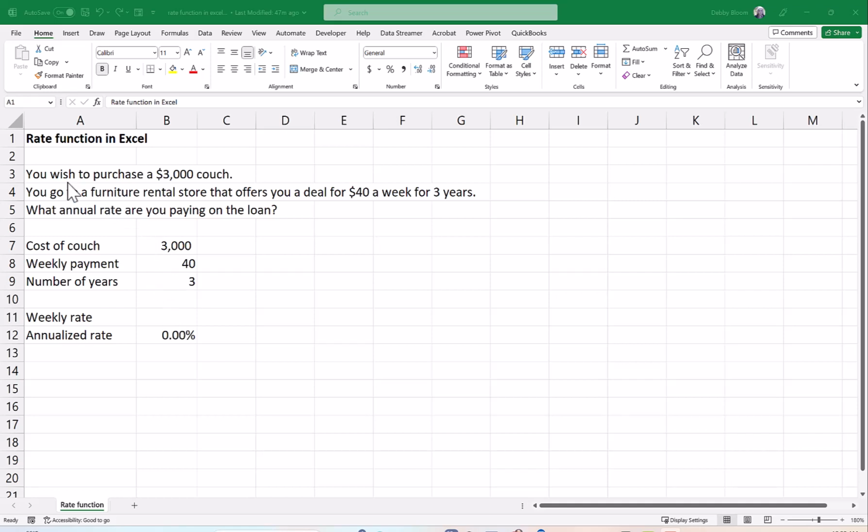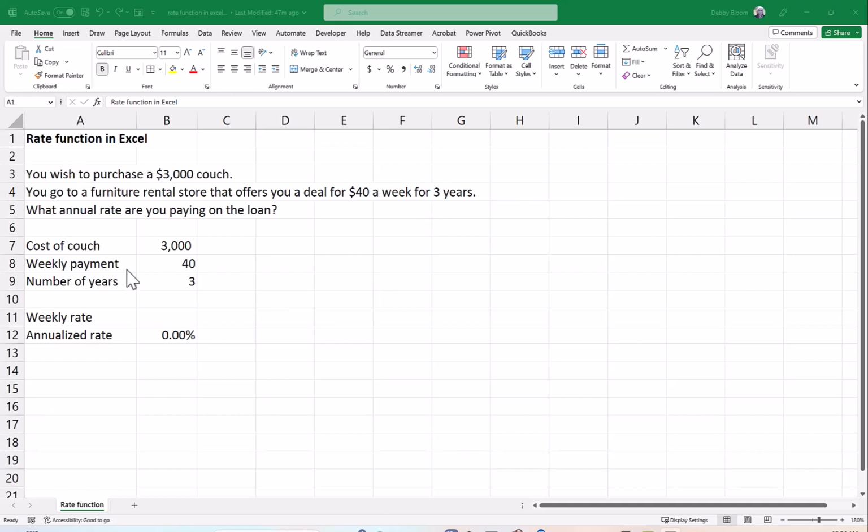So in this case, let's say you wish to purchase a couch that you know would cost $3,000 for cash. You go to a furniture rental store that offers you a deal for $40 a week for 3 years. Well, what rate are you paying on the loan?